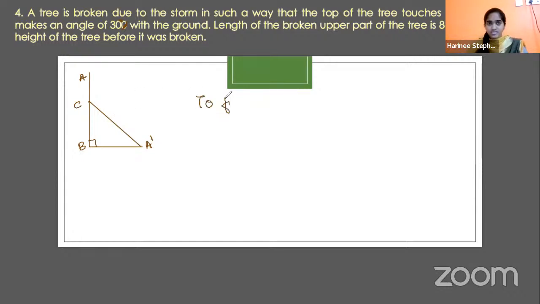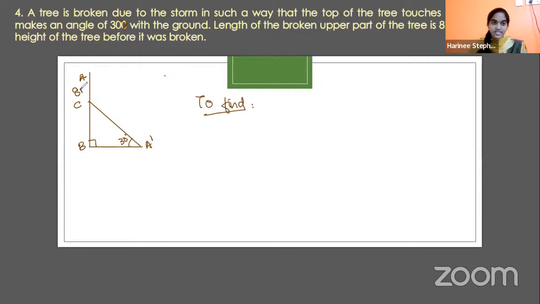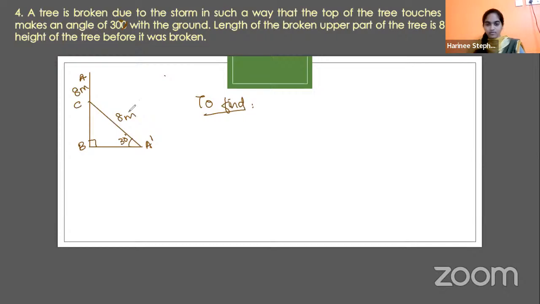Now the actual question is, we know it is making 30 degree with the ground, and the length of the broken upper part is 8 meters. So which is the length of the broken upper part? Which line segment represents that? Yes, Yashni. Is it AC, ma'am? Yeah, AC, correct. 8 meter. And also? CA dash, ma'am. Yes, CA dash, because that is what has fallen down. That's why I marked that as A and this as A dash after it has fallen down. So that is the part that is being given.